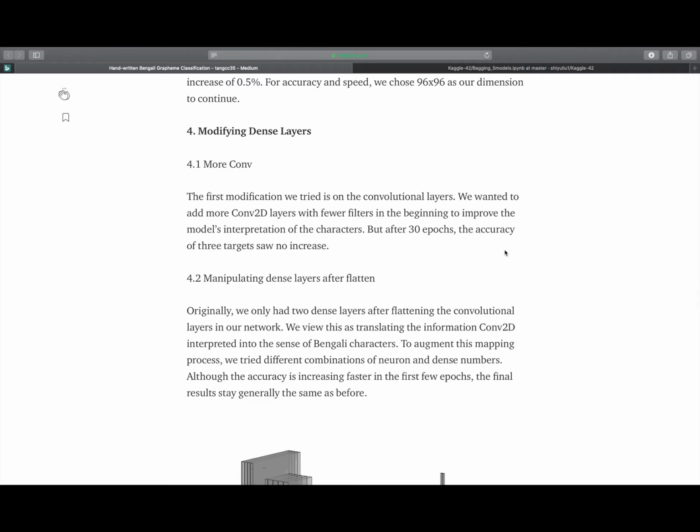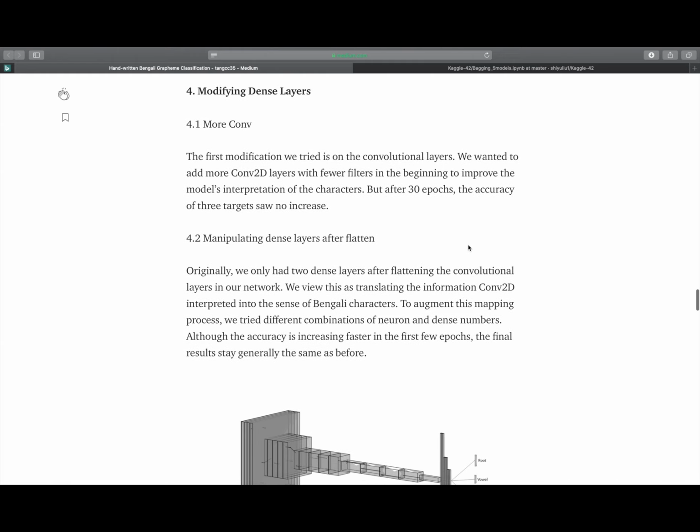Then we tried to improve the structure of our neural network. The first modification was on the convolutional parts. We thought that adding more layers with a small number of filters at the beginning of the model could enhance the model's ability to make sense of the images. But after 30 epochs of training, there was no increase in accuracy.